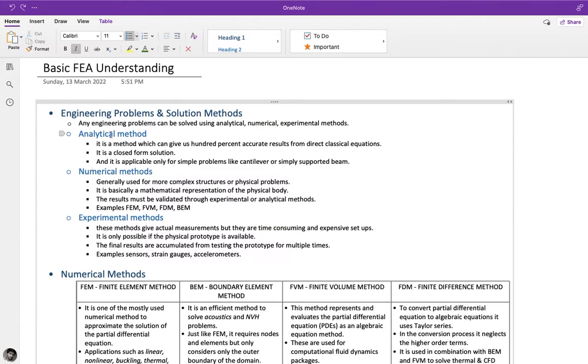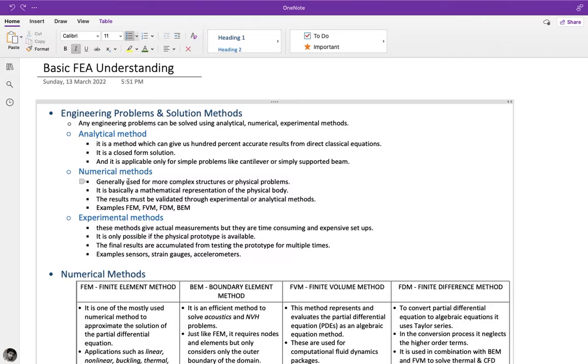In the analytical method, it is basically a method which can give us 100% accuracy in the results using the classical equations. Whatever equations are mentioned for that kind of element or that kind of physics, those equations are used to solve the problem. It is a closed form of solution and it is only applicable for simple problems like cantilever or simple beam kind of structures. But when we have more complex problems, we use the numerical method.